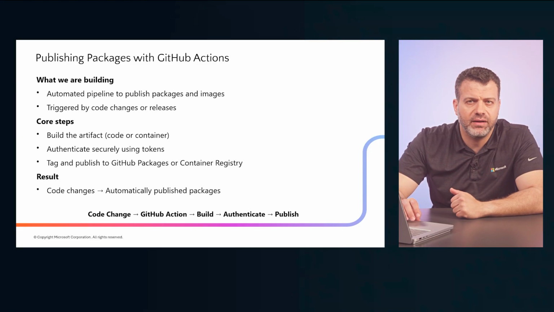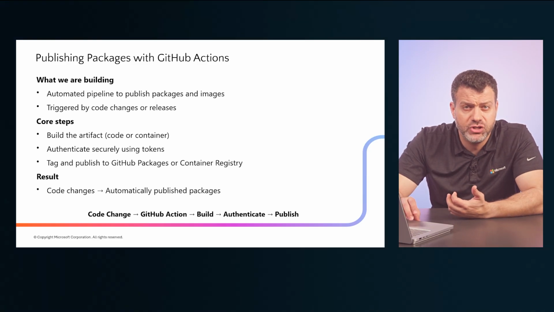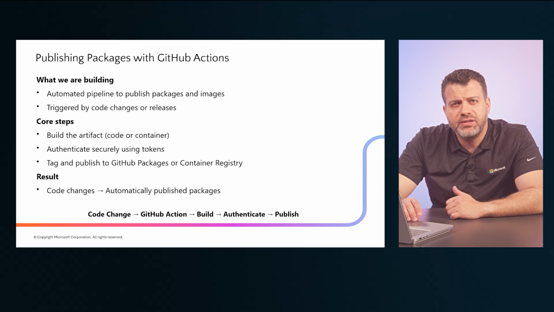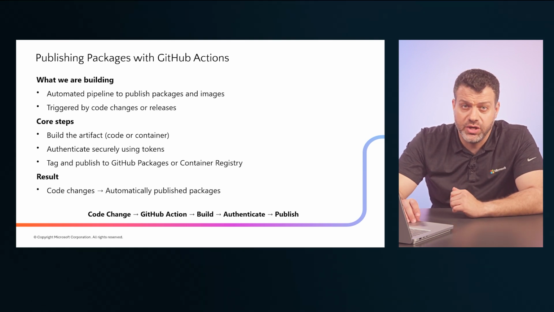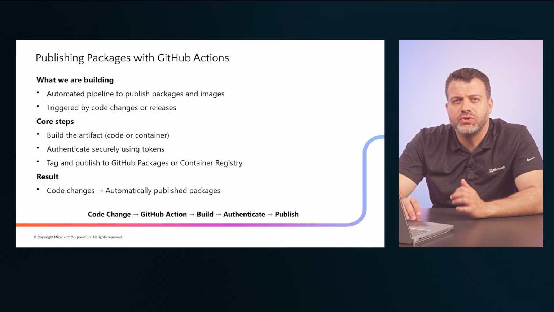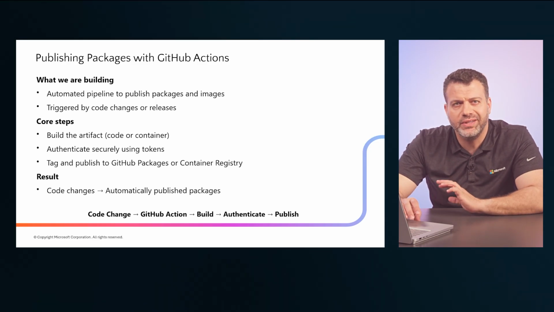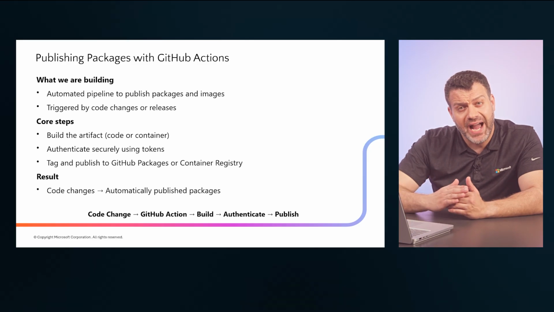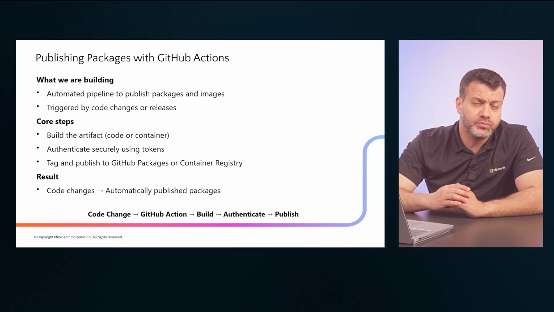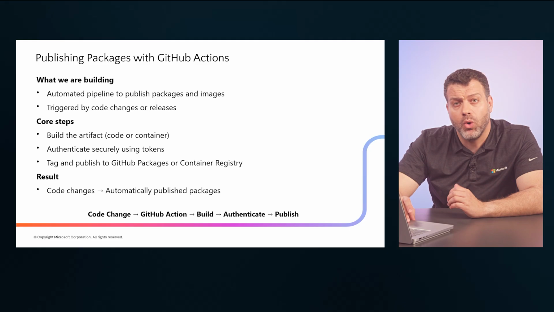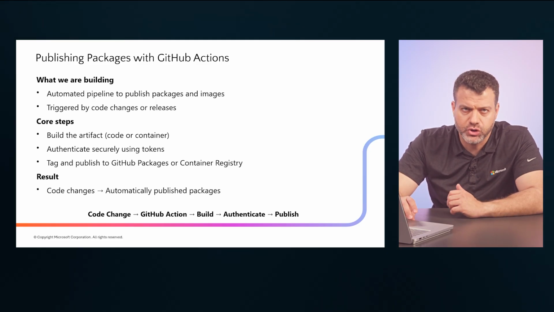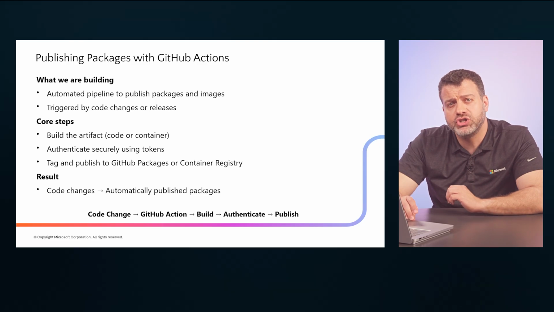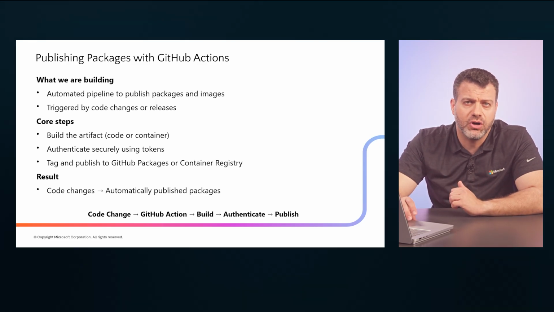First, it builds the artifact, whether that's an NPM package, a NuGet package, or a Docker image. Then it authenticates securely using a token. This is typically done using the built-in GitHub token, so you don't need to manage credentials manually. Finally, it will tag and publish the artifact. It will publish it to GitHub Packages or the GitHub Container Registry. It's your choice. The result is a fully automated pipeline where code changes lead directly to published artifacts.